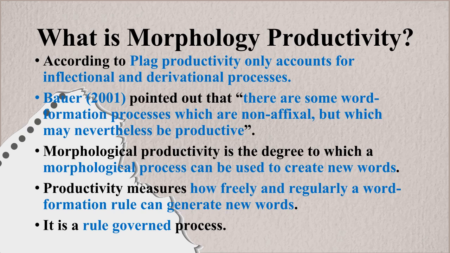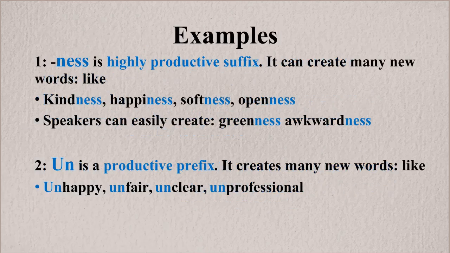In simple words, morphological productivity is the degree to which a morphological process can be used to create new words. It measures how freely and regularly a word formation rule can generate new words. It is a rule-governed process. Let's take some examples here. -ness is a highly productive suffix. It can create many new words, like kindness, happiness, softness, openness. And speakers can easily create new words like greenness or awkwardness with the use of this suffix. The prefix un- is a productive prefix. It creates many new words, like unhappy, unfair, unclear, unprofessional.